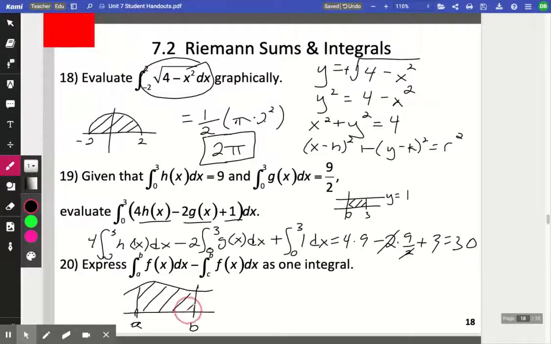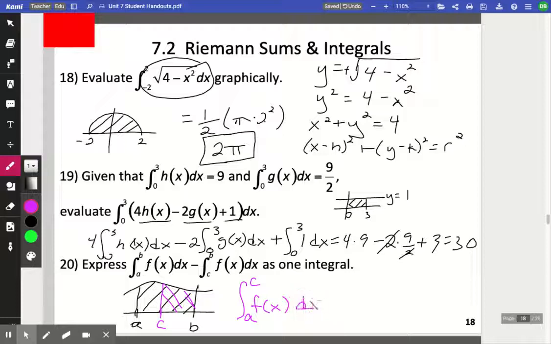Now, what would the integral from c to b represent? Let's say we have some other value. Let's choose a different color. Let's say c is right here. So c to b would represent the area just from c to b. And so if I take the area from a to b and subtract the area from c to b, what am I left with? I'm left with the area from a to c. And so our answer is the integral from a to c of f of x dx.